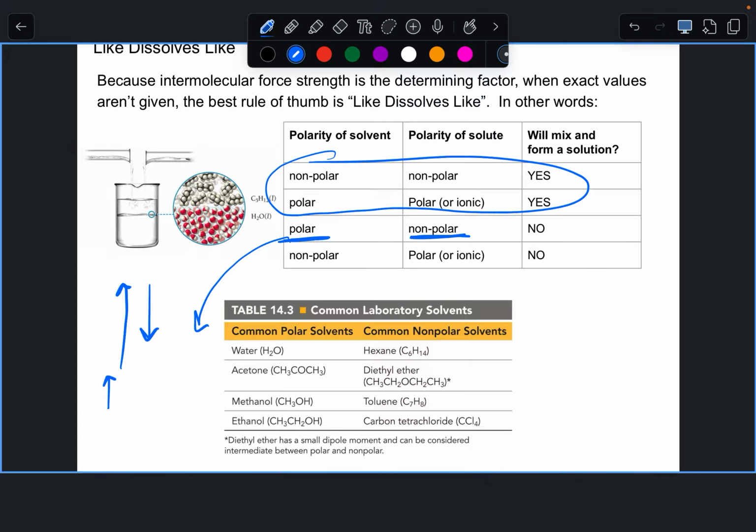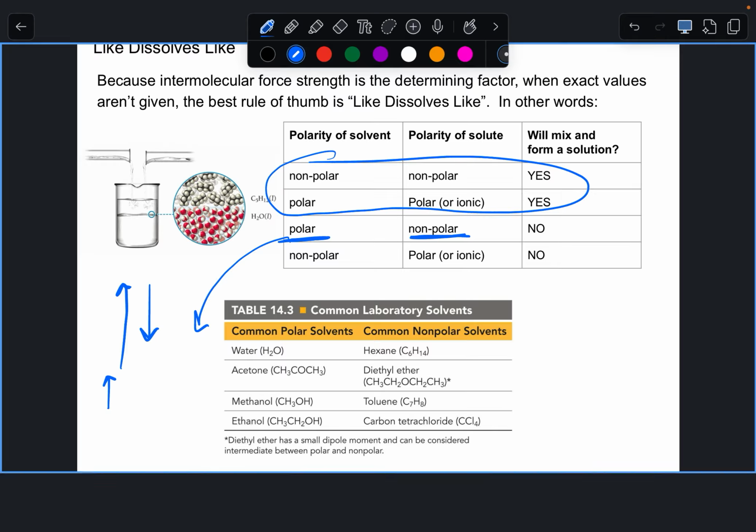Okay, so polar and polar would be something more like water and alcohol, right? Alcohol has that OH group, and so it's polar. It actually can do hydrogen bonding, and so it interacts very well with water. That would be polar and polar.